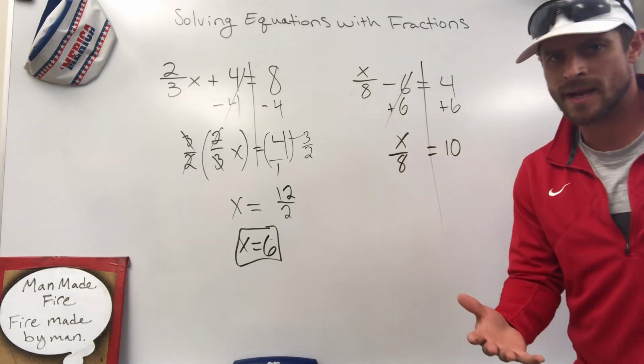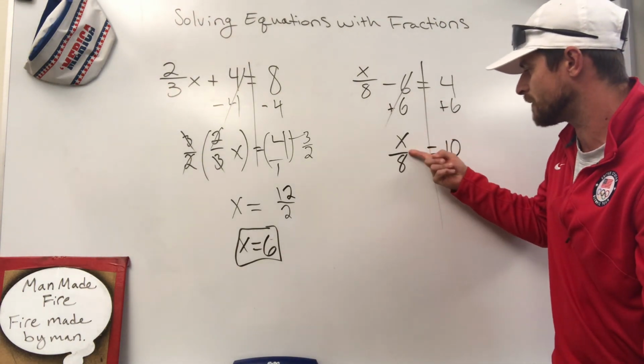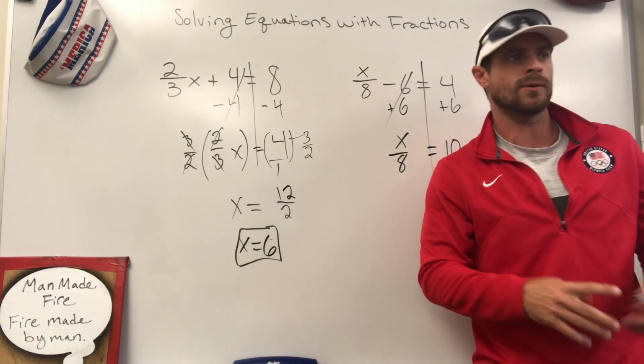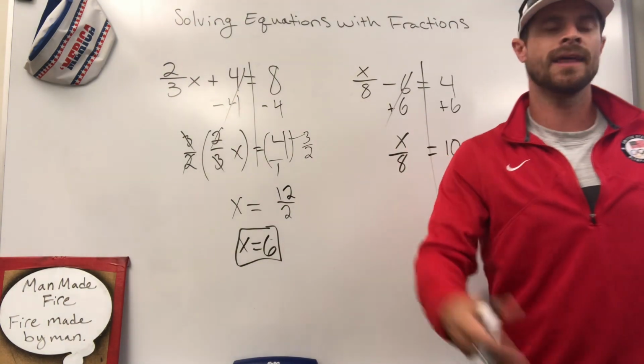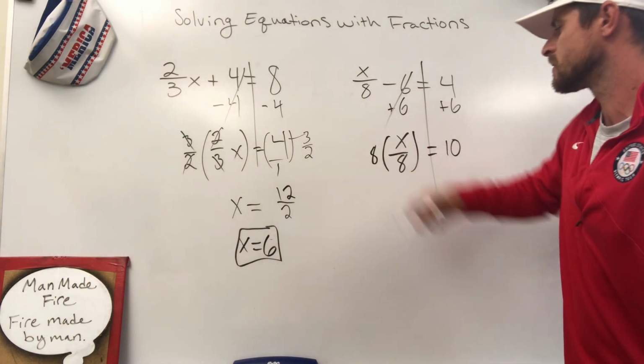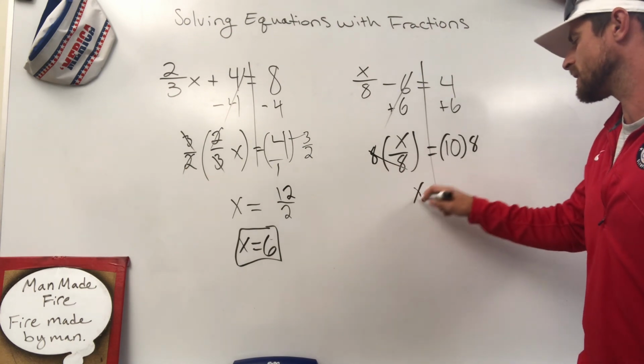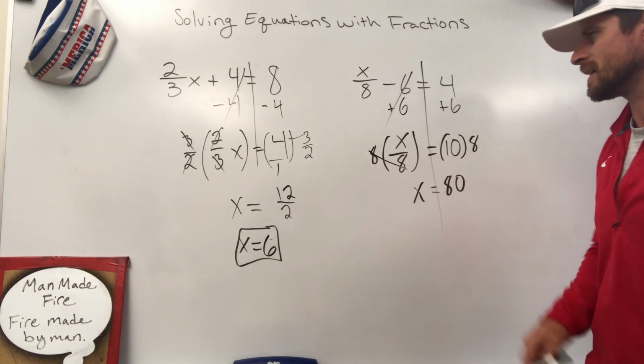Remember what an inverse operation is? That's just the opposite of what you're seeing. So when it says x divided by 8, I like to look at my students and say, what's the opposite of dividing by 8? And they also respond back, hopefully, with multiplying by 8. So you just got to multiply by the 8 there, multiply the other side by 8. Final answer of x equals 80.